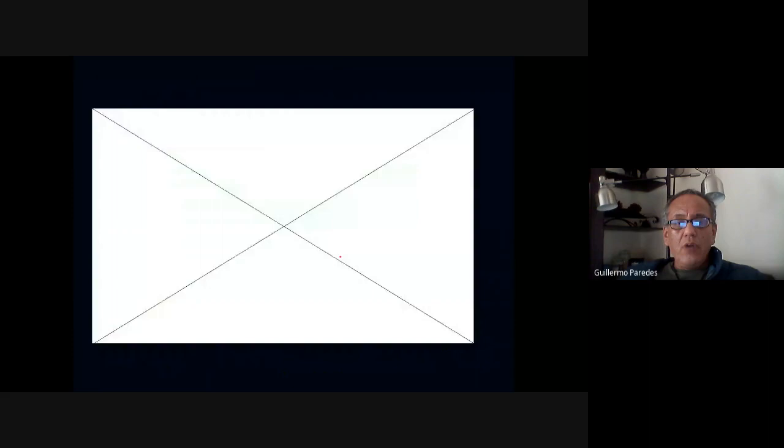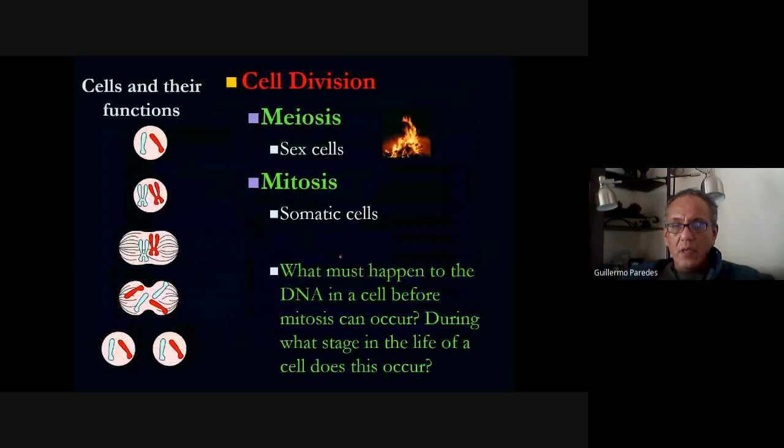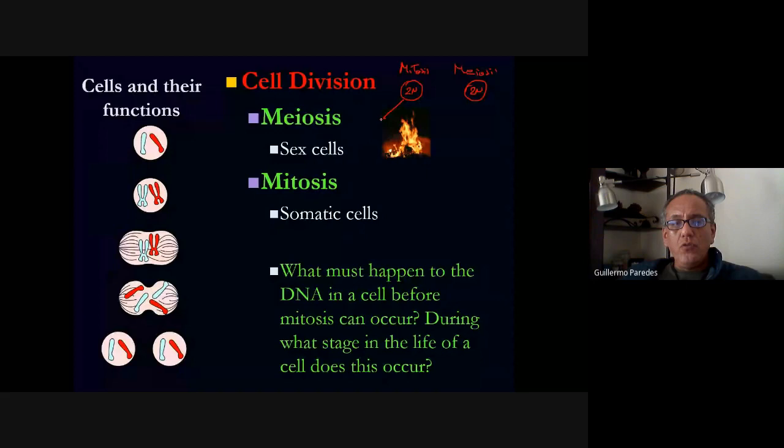All right, so let's talk about meiosis and mitosis, just to finish this. Mitosis is very simple. This is mitosis. This is meiosis. In mitosis, we have the mother cell, which is 2N. Mitosis then gives two daughter cells, 2N and 2N. Meiosis does, again, the same thing, 2N and 2N.